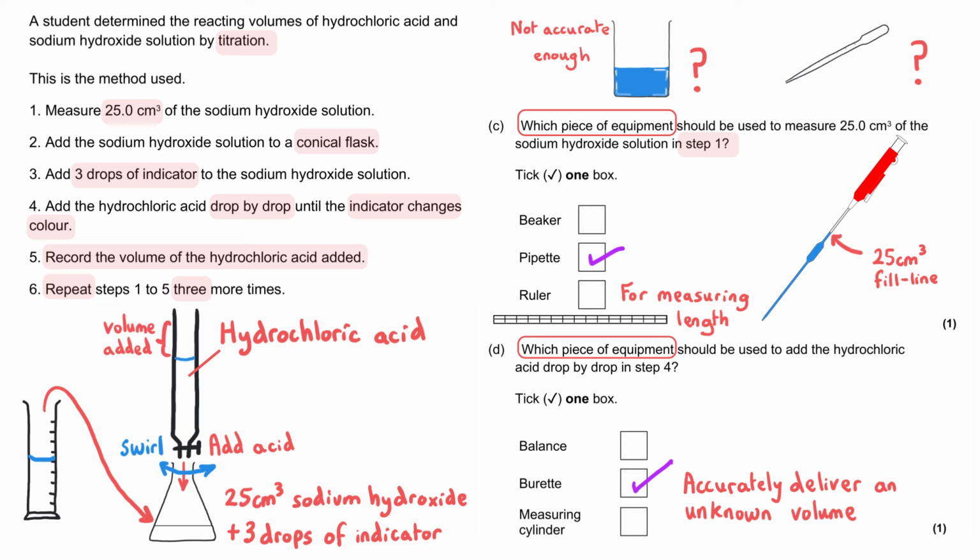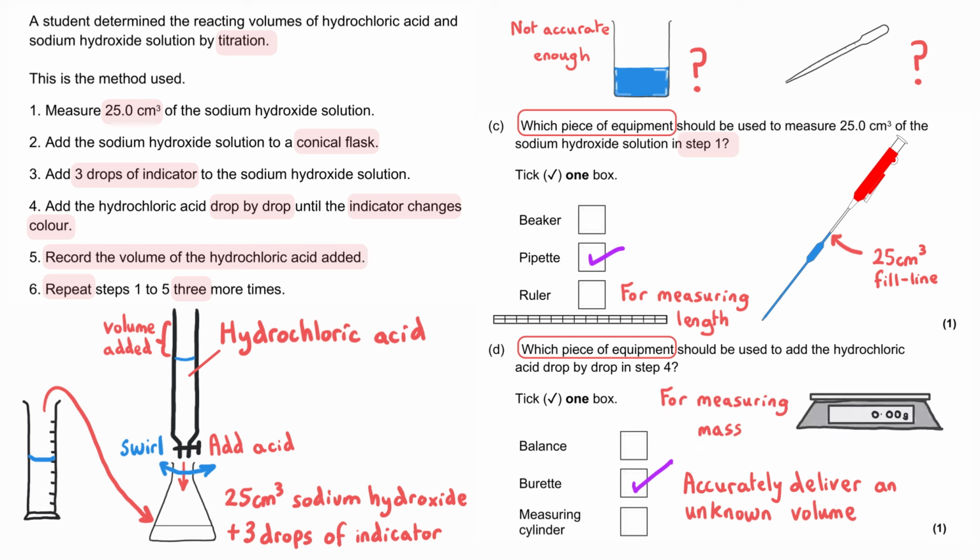And when the indicator changes colour, we stop our titration and we look at the burette and we record the volume that we've added from the burette by looking at how much extra space we've got in the burette that we didn't have at the start. Balance is a decoy answer.